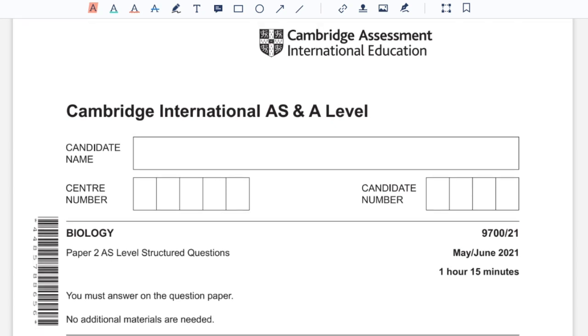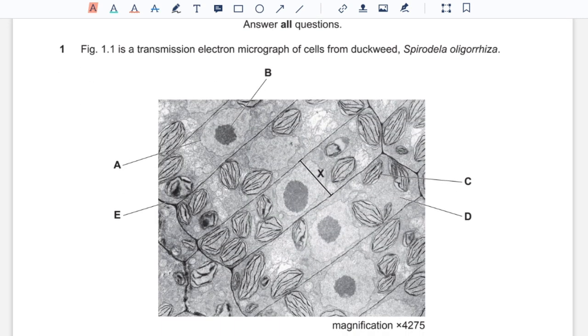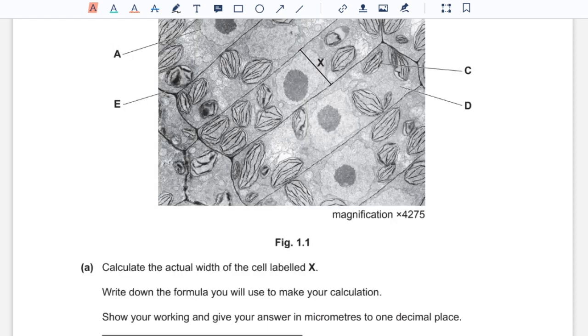In this video, I'll be solving Paper 2 Variant 1, May-June 2021, 9700 Biology. Figure 1.1 is a transmission electron micrograph of cells from duckweed, Spirodela oligorrhiza. Calculate the actual width of the cell labeled X.